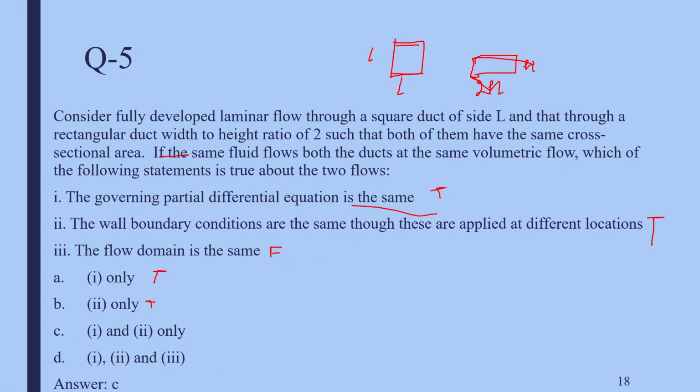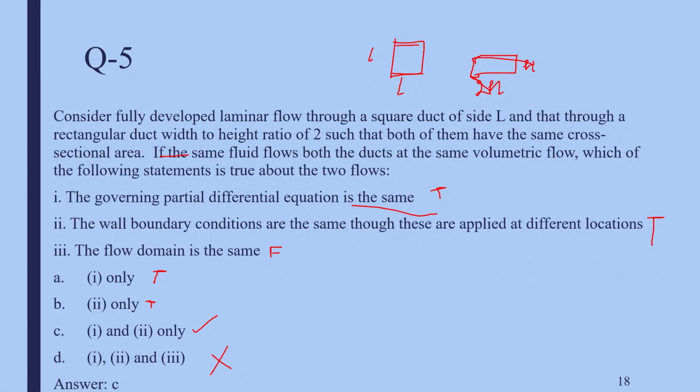This again is true, but something is missing in options A and B. In option C, it is given that 1 and 2 only. This is the right statement, where the first and second statements are right. And in option D, it is given that 1, 2 and 3. The third statement is false, so its inclusion nullifies option D.